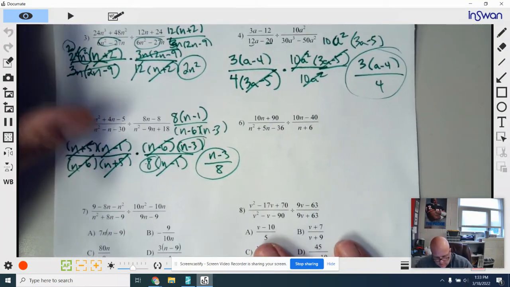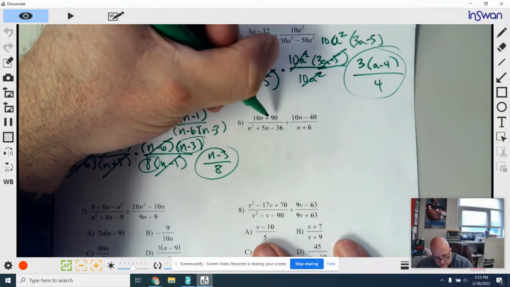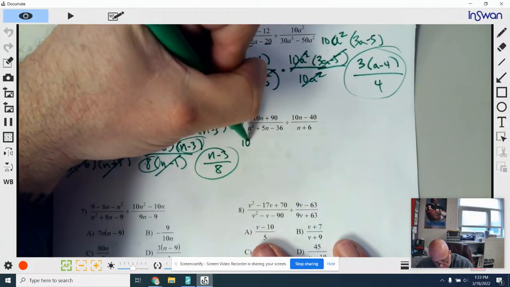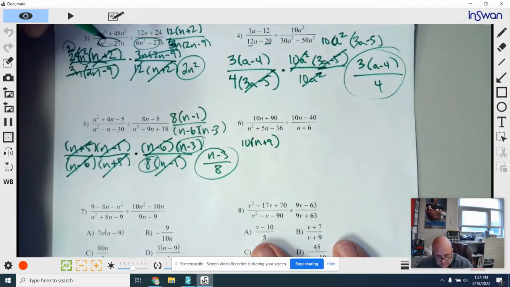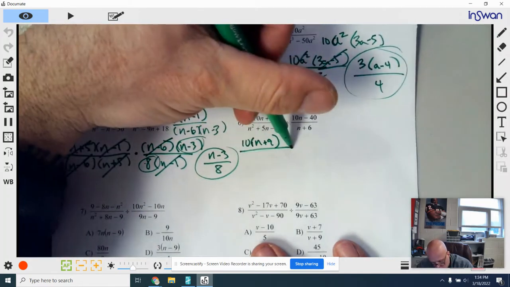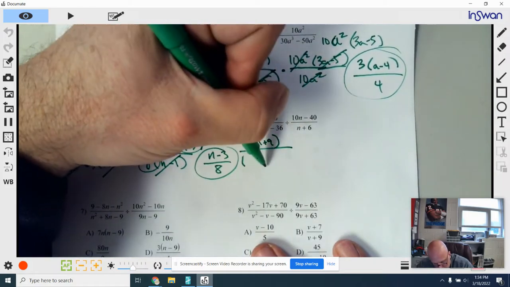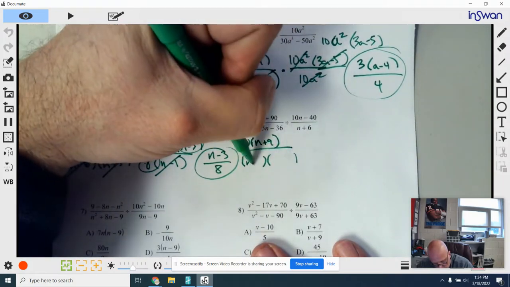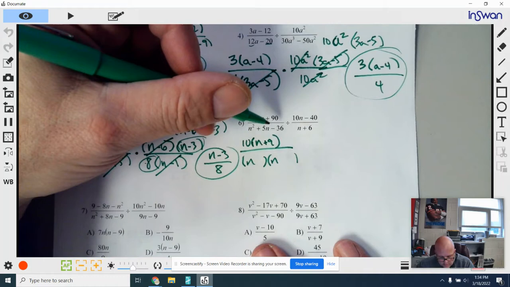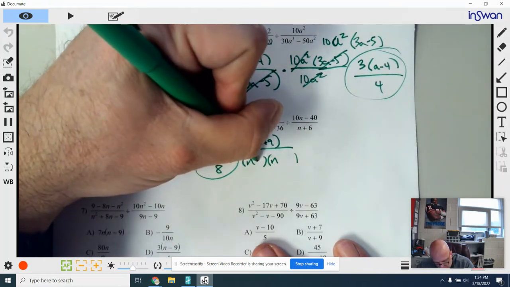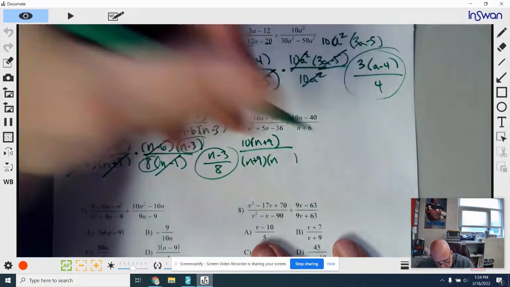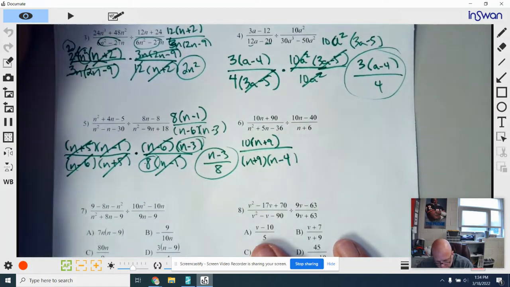Okay, last one together, number 6. Looking at the top, pull out a GCF of a 10. Put back n plus 9. Okay, on the bottom, it's going to factor n and n. 2 numbers that multiply to a negative 36, but add to a positive 5. So say plus 9 and minus 4.